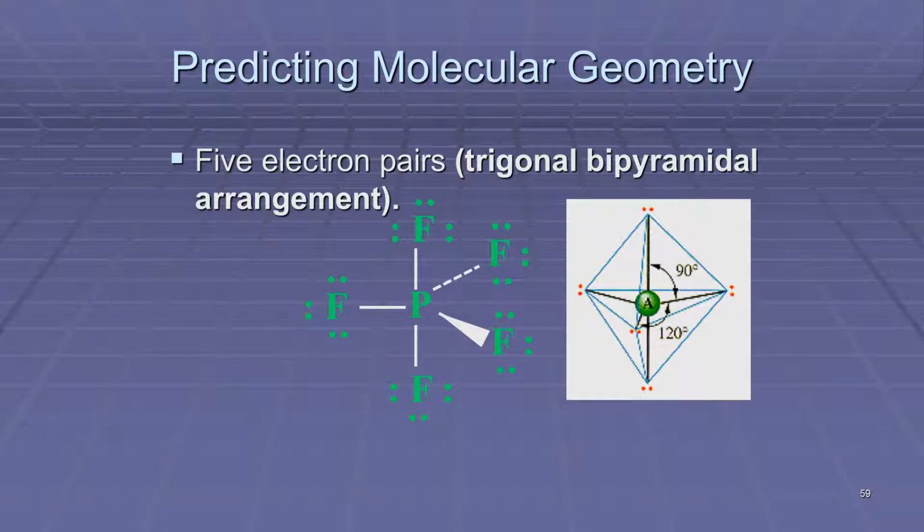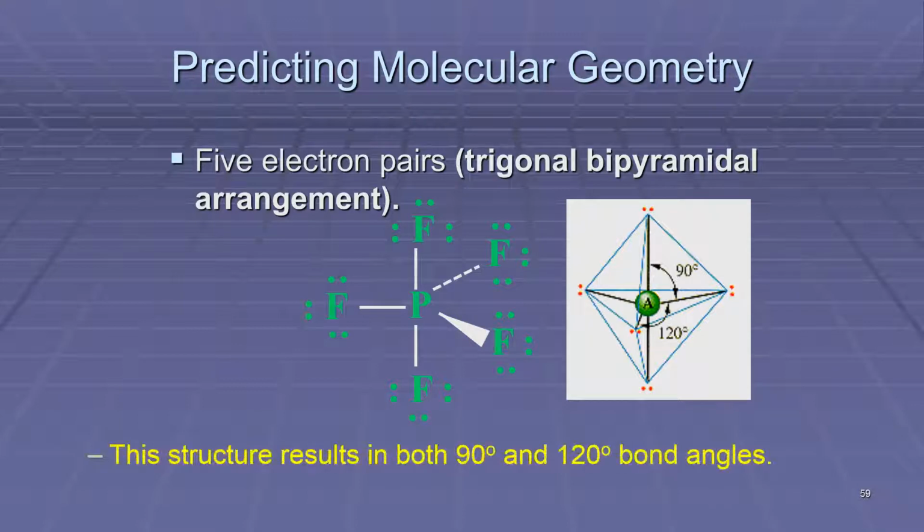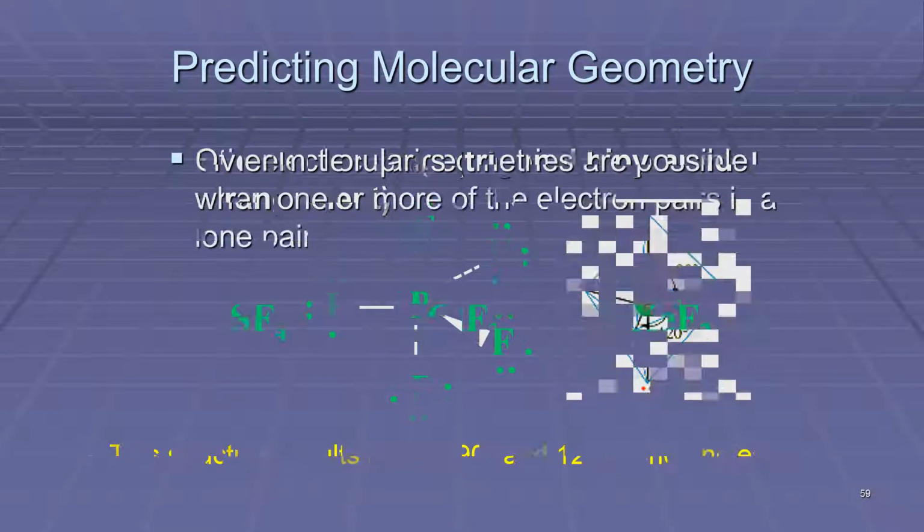Okay, if we have 5 electron pair regions, we have the trigonal bipyramidal arrangement. So that's what this is, PF5. Trigonal bipyramidal. Again, both 120 degree and 90 degree angles.